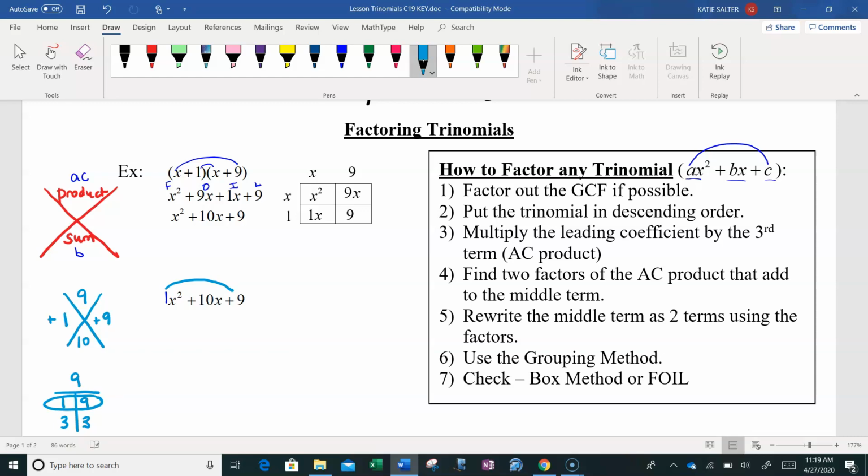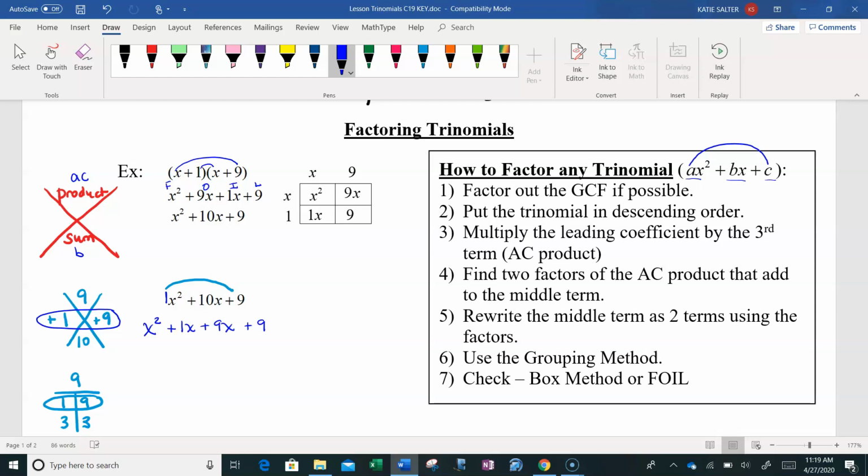So we've now gone to step 4. Now what we're going to do is rewrite the middle term as two terms using those factors. So we're going to copy down the first term just like we see it, x squared. We're going to rewrite this 10x right here using these two numbers and rewrite it as two terms. So we're going to say plus 1x plus 9x. And then we're going to copy our last term, plus 9.